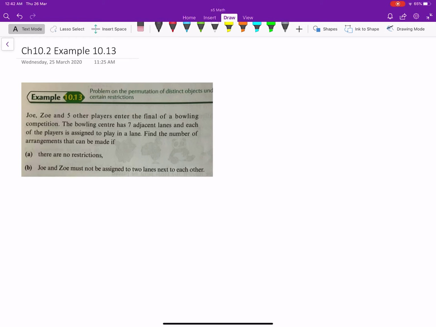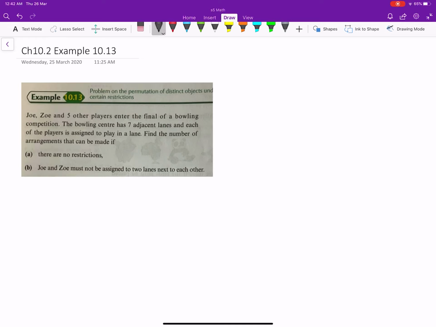Joe and Sui and 5 other players enter the final of a bowling competition. The bowling center has 7 adjacent lanes and each of the players is assigned to play in a lane. Find the number of arrangements that can be made if there are no restrictions, that means the players can choose any lane, right?